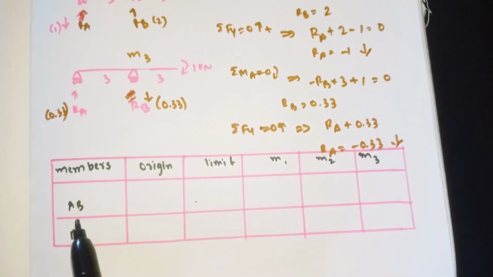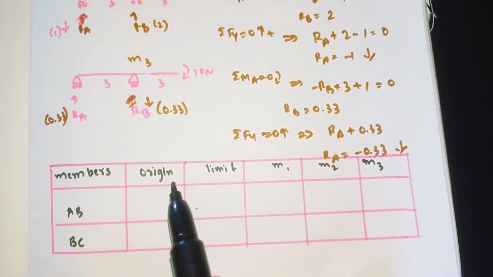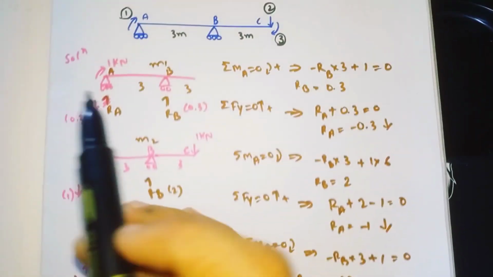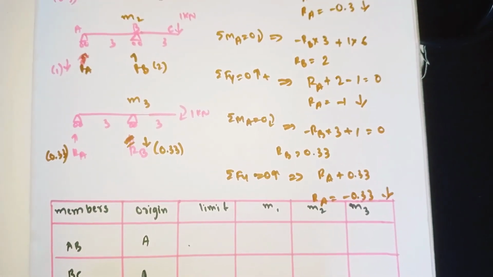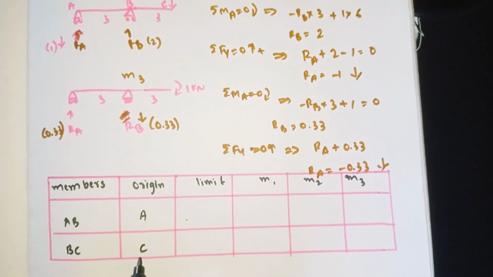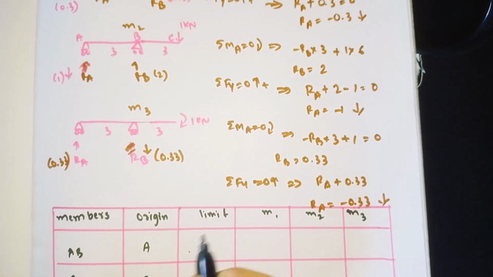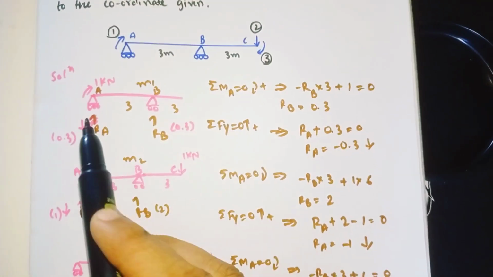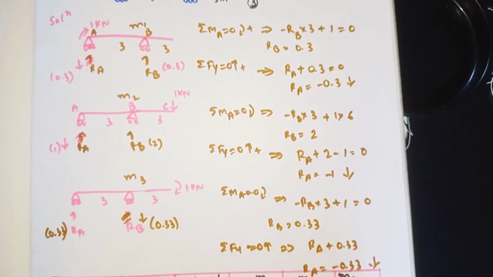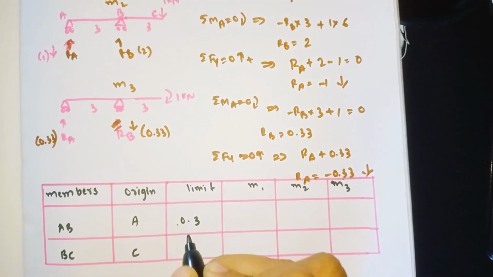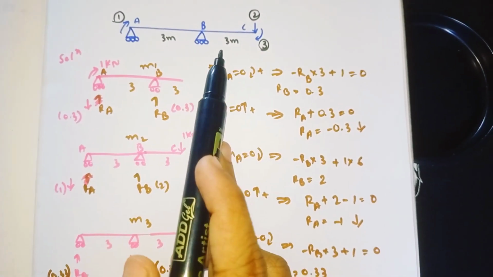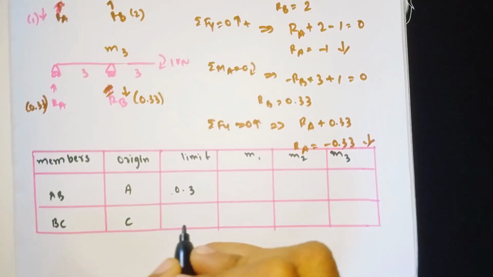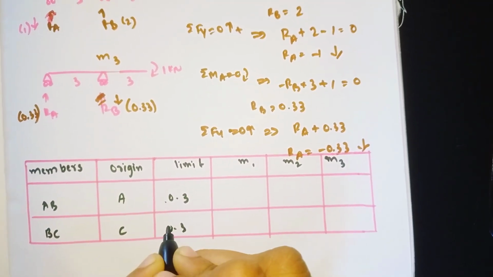Now we will see the table of the unit load method. This is how the table will come. For member AB, I am taking the origin as A. For BC, I am taking the origin as C. And now we'll see the limits. For AB the distance is 3 meters, so the limit is 0 to 3. And for member BC again the distance is 3 meters, so the limit is 0 to 3 for BC.